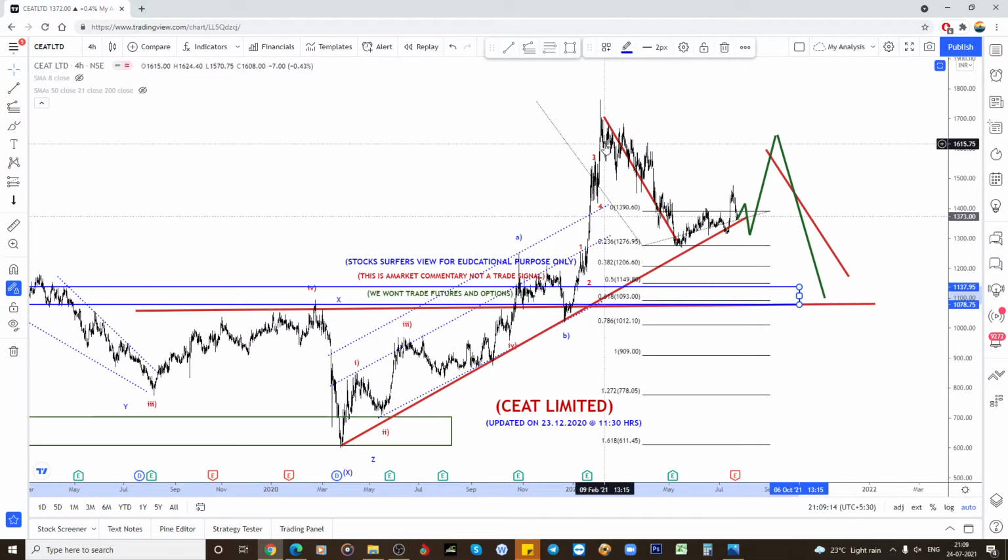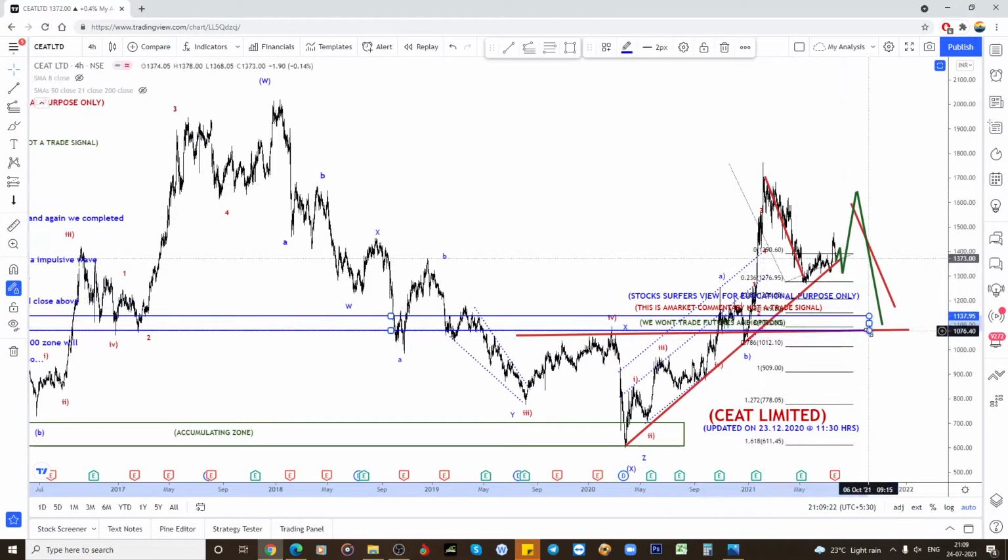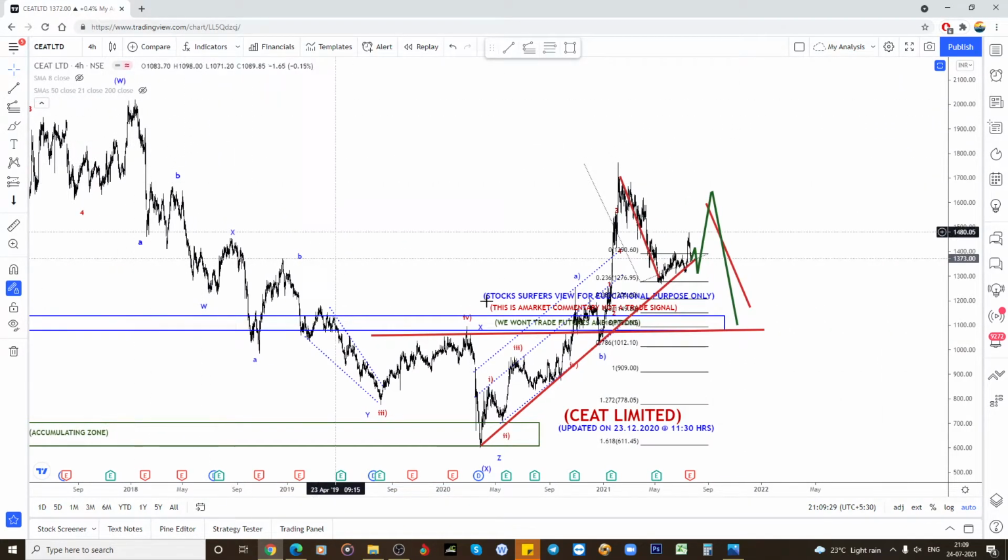We need to buy here because A, B, C. So here also A, B, C, and this is also A, B, C. So this will become the whole flat correction. So once the A, B, C is over, again we need to expect the C wave to complete the pattern. So this is the W, this is the X.